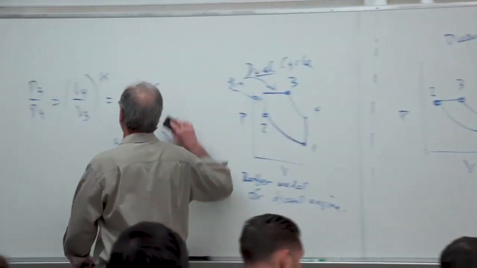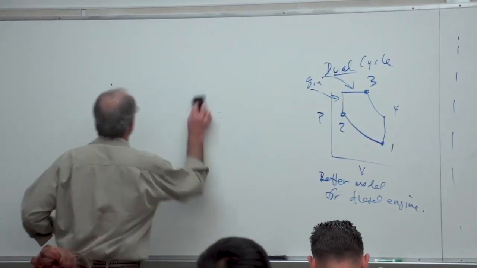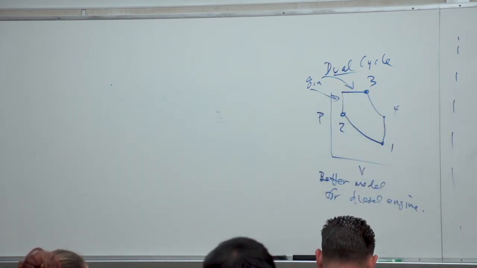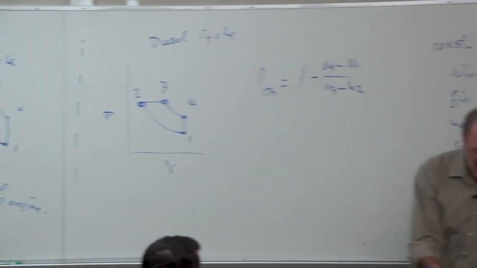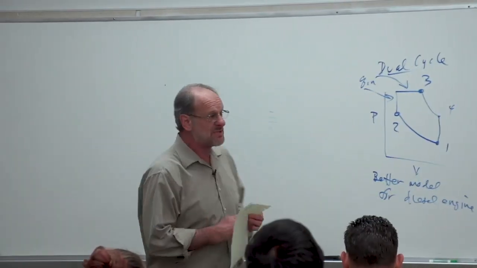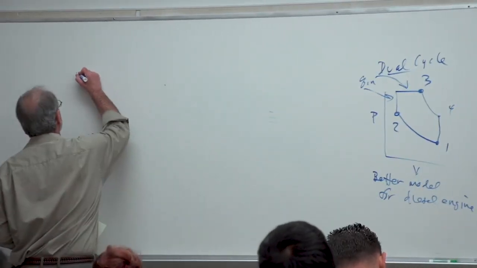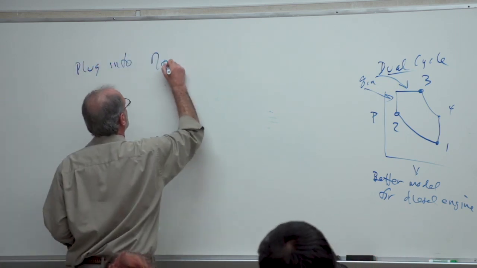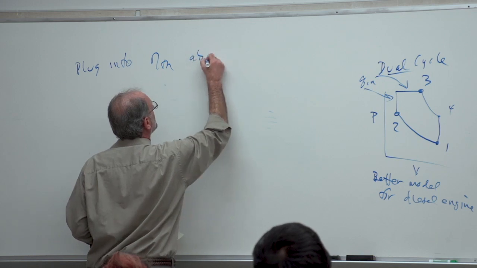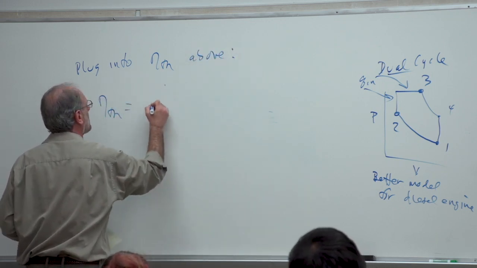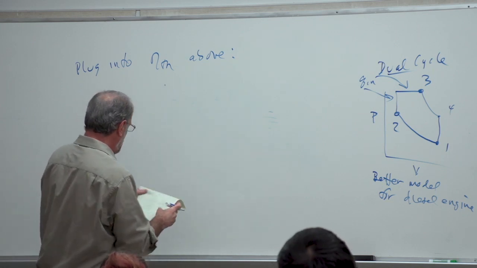So anyway, what do we get? Well, first of all, you can see all the temperature terms disappear, and the only thing that's going to be left are terms that are based upon volume ratios, and that's what we really wanted to find. So plug into the efficiency equation above, and what do we get? Okay. So first of all, we have our 1 minus.